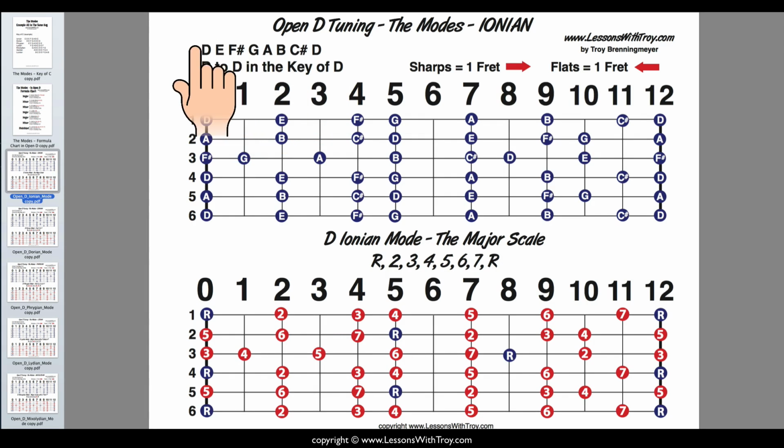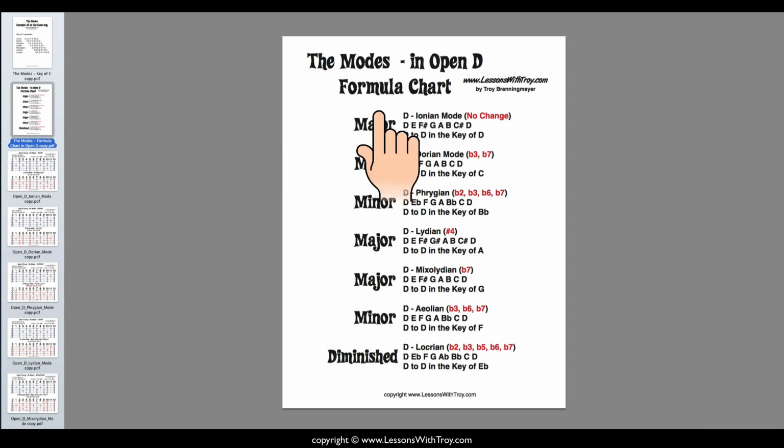Okay, so as you look through these diagrams, here's how you can understand them. Starting at the top, it tells you what mode this diagram represents. This is the Ionian mode, if we look at our very first chart, D Ionian. Now down here, I forgot to mention this.